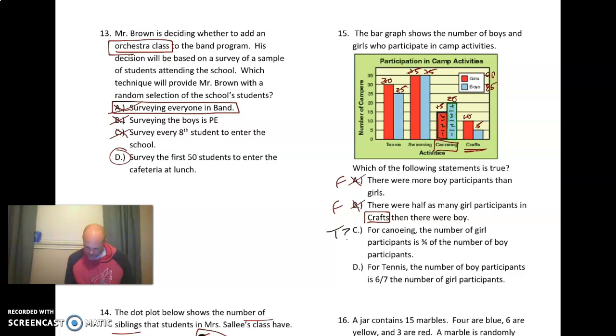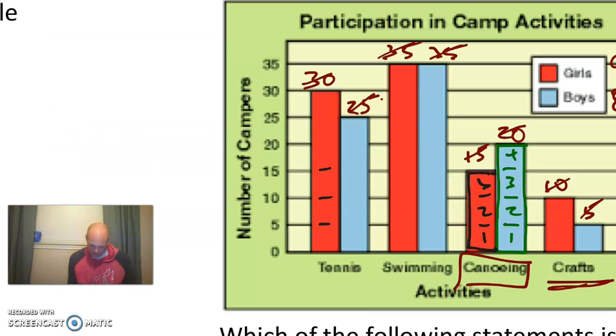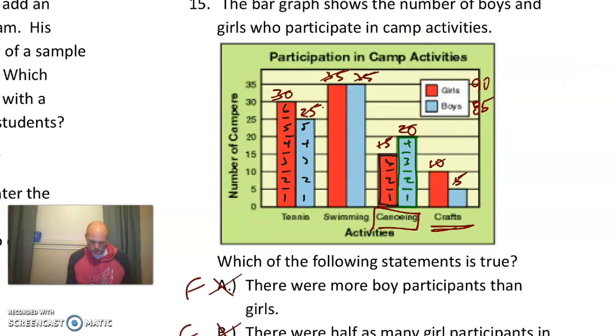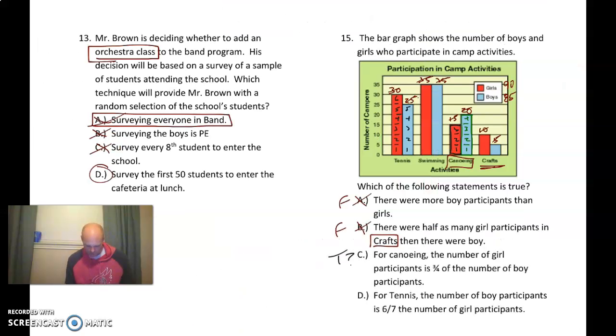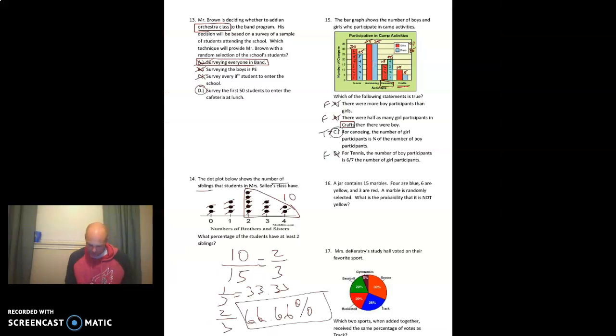D, for tennis, the number of boy participants is 6/7 the number of girl participants. So we can just break up the girls, which is in red, and see how many there are. So we got 1, 2, 3, 4, 5, 6. So that would be 1, 2, 3, 4, 5. So that would be 5/6 for the boys and 6/6 for the girls. So that would be false. So it is C. Right, Boomer? Yeah, he agrees.